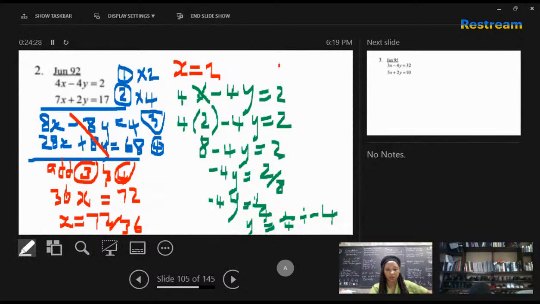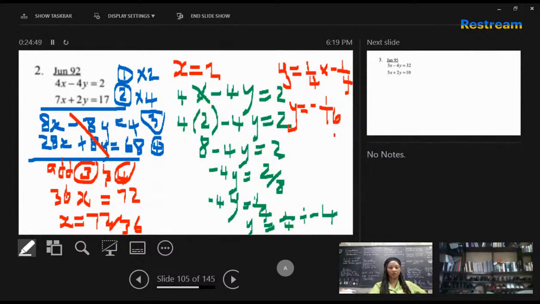Okay, so y is equal to a quarter times negative a quarter, which is negative 1 over 16. All right, John, plug those values in for me and check if they are correct.